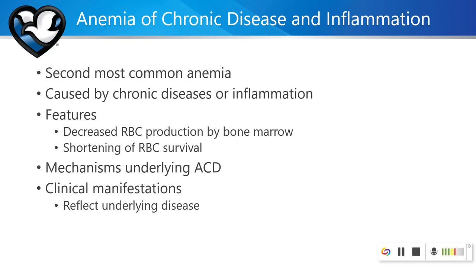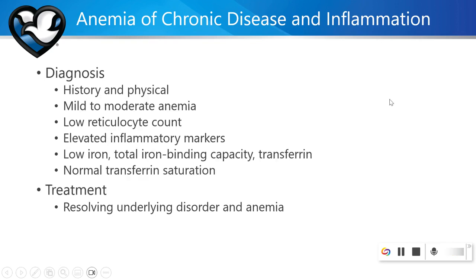Anemia produced by anemia of chronic disease is often mild to moderate, and the symptoms are often associated with the underlying disease causing the anemia. Diagnosis is made through an H&P, and a CBC indicates a low reticulocyte count. Inflammatory markers and acute phase reactants may also be elevated. Treatment involves resolving the underlying disorder and anemia.